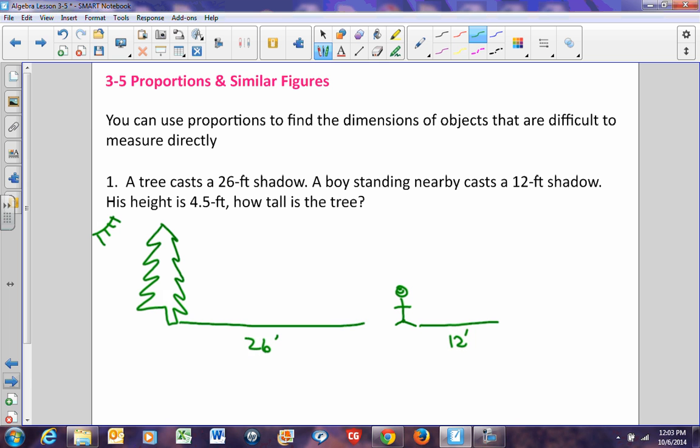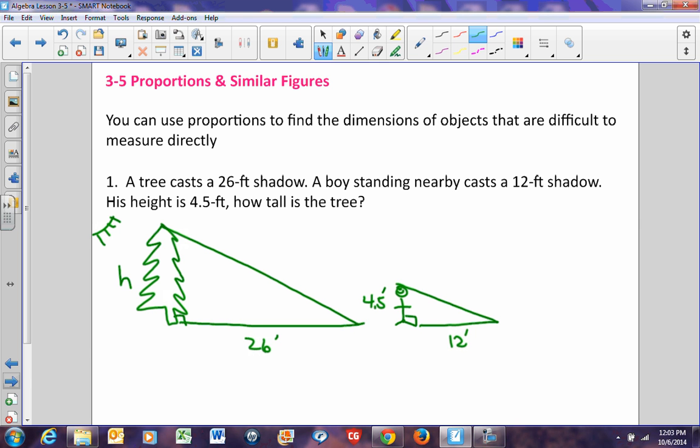Okay. His height is 4.5 feet. He's 4.5 feet tall. How tall is the tree? We don't know how tall the tree is, so we'll call that H. If you notice, we can create similar triangles because the tree should be perpendicular to the ground, creating a right angle, and the boy should be perpendicular to the ground.